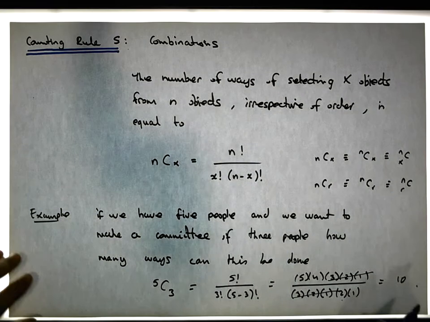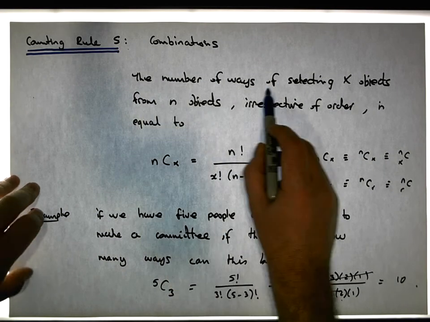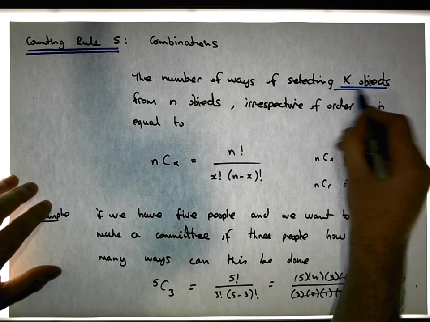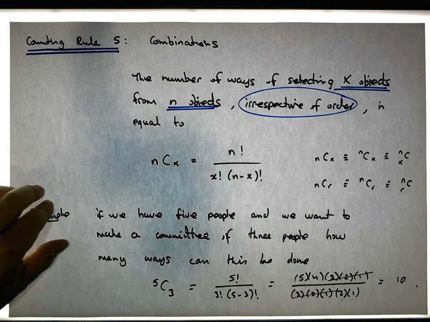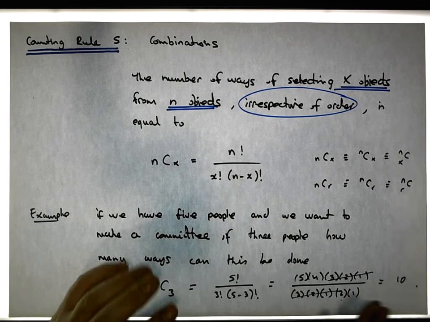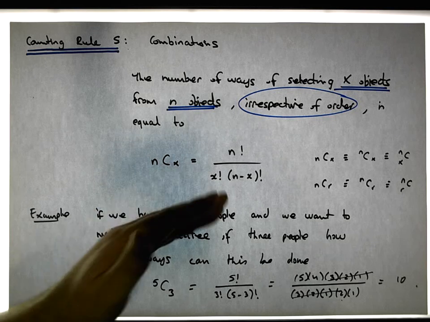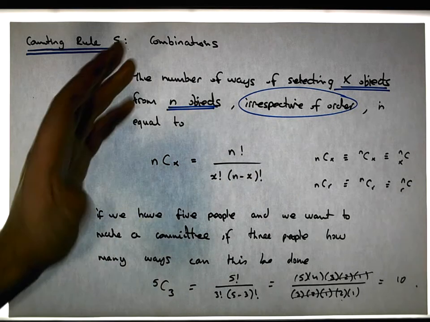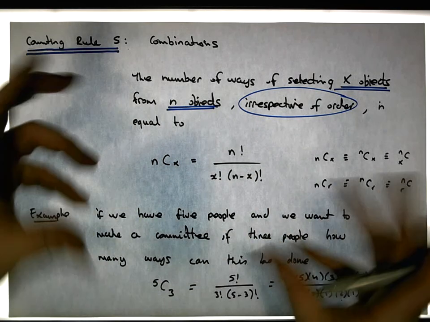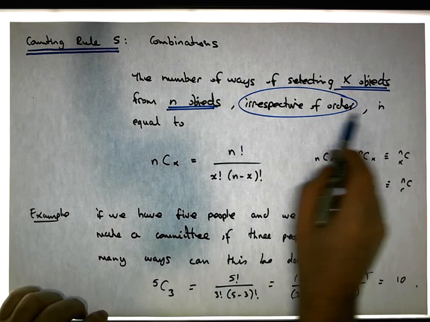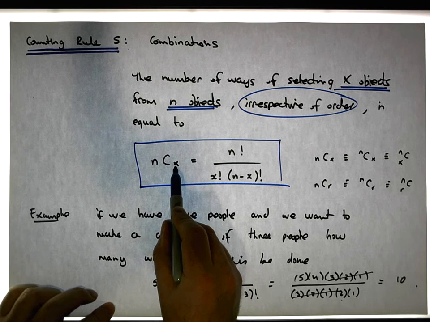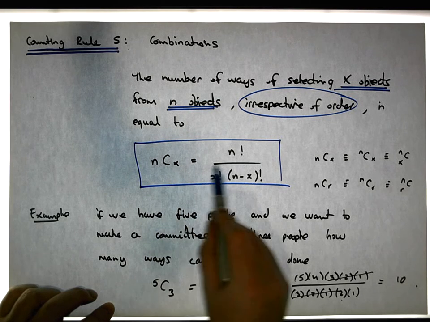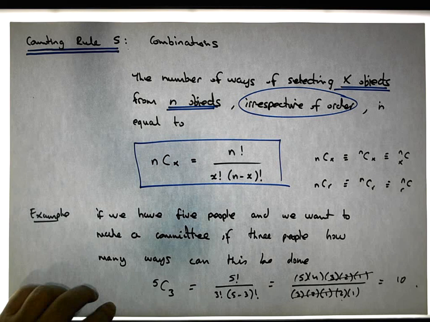And then the final one, which is a combination, says the number of ways of selecting x objects, once again taking so many objects from n objects, but this time irrespective of order. Order is not important. Person 1, person 2, person 3, and person 2, person 1, person 3 is the same combination of people. It is equal to n factorial divided by x factorial times n minus x factorial. And there are 5 rules.